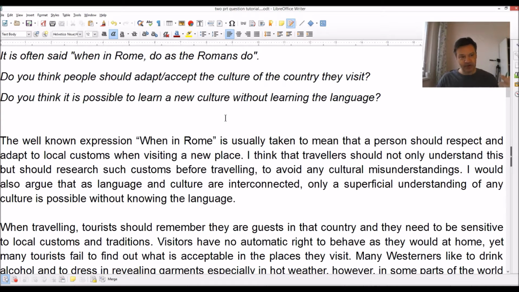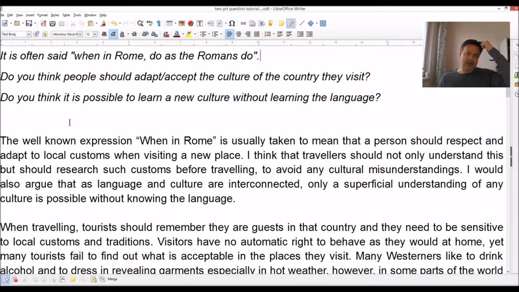Question 1 for paragraph 2. Question 2 for paragraph 3. Is it possible to learn a culture without learning the language? Now, first thing to consider, it's saying, do you think? So you have to put a personal opinion here. Do you think people should? So, I think, I believe.